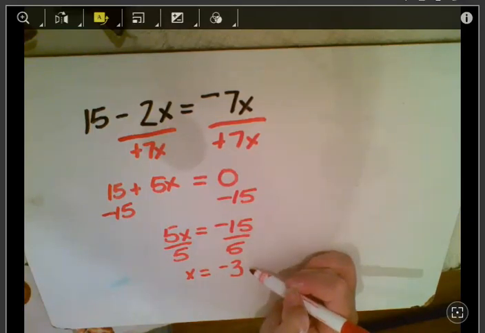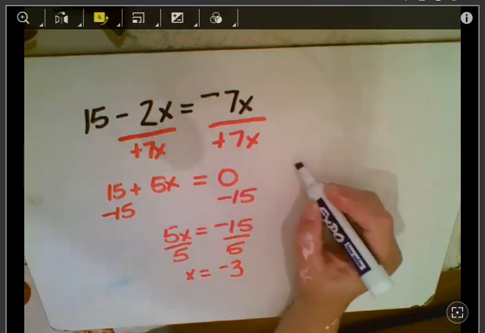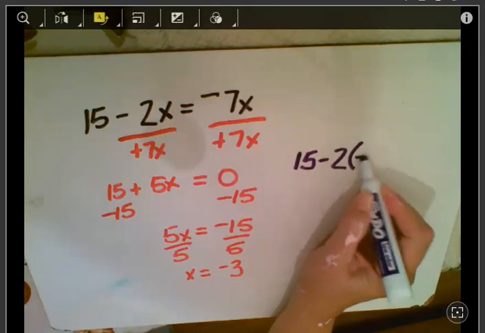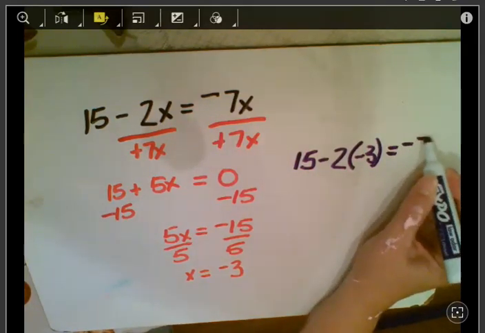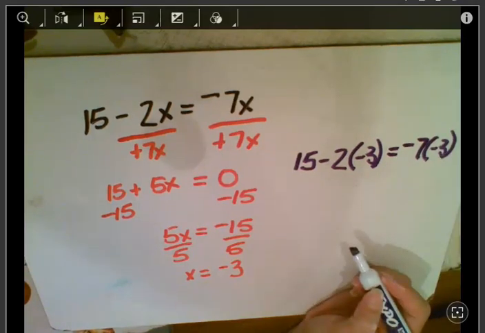Divide by 5. So my x is going to be a negative 3, because a negative and a positive make a negative. So to check my answer, what I need to do is plug this negative 3 back in for x. So I take 15 minus 2 times negative 3 is equal to negative 7 times negative 3. So we have to double check that this is a true statement.